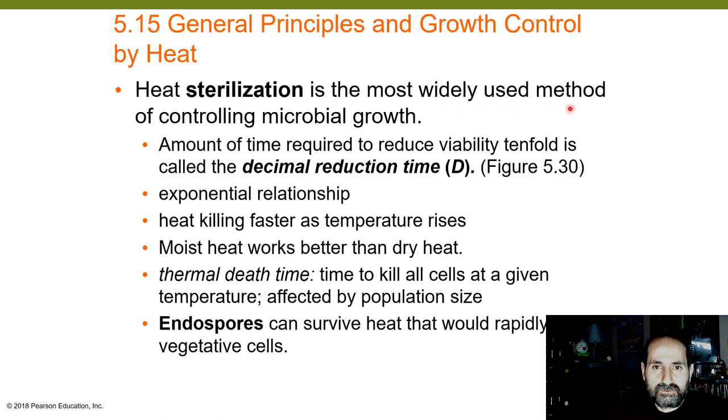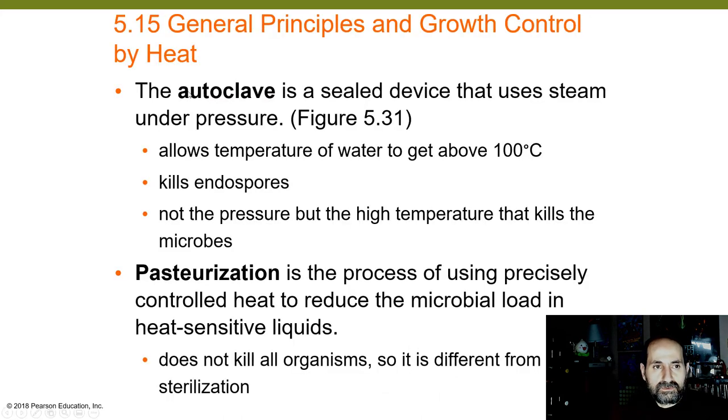Heat sterilization is the most widely used method of controlling microbial growth. Heat could be a dry heat, like an incinerator or fire, or more commonly in the healthcare profession, there's moist heat, including the autoclave. An autoclave is a sealed device that uses steam under pressure. It is essentially an overgrown pressure cooker. When you build the pressure, you can raise the temperature above 100 degrees C, somewhere approaching 121 degrees C. And this is hot enough to kill endospores and all other viable life.